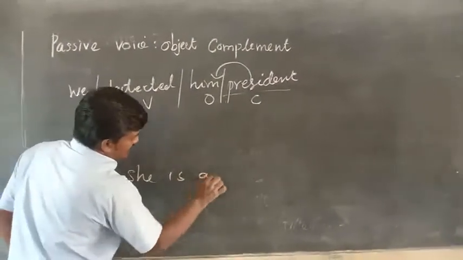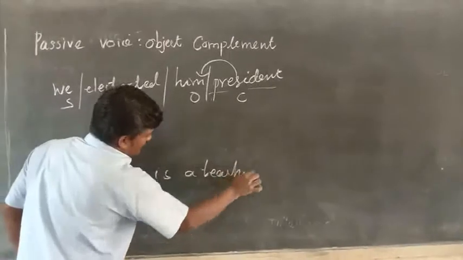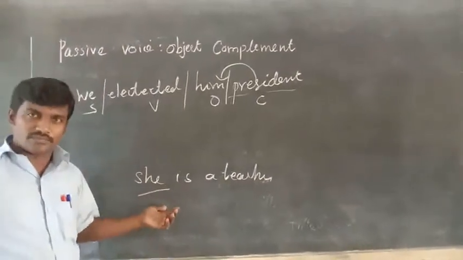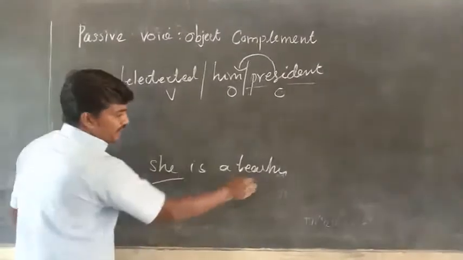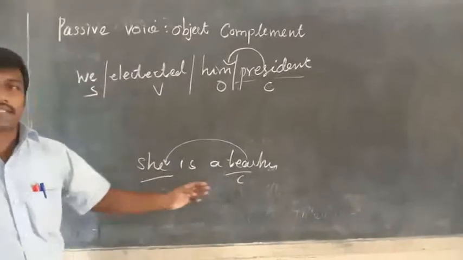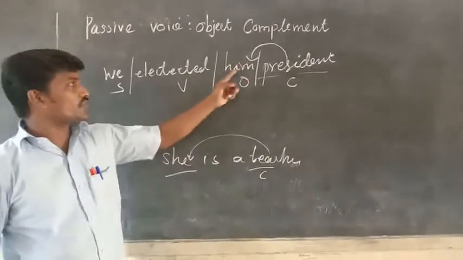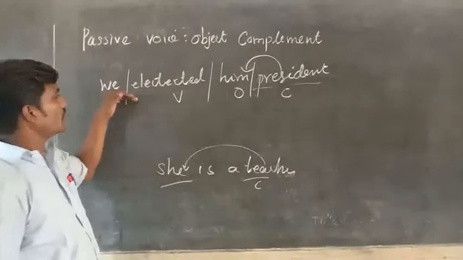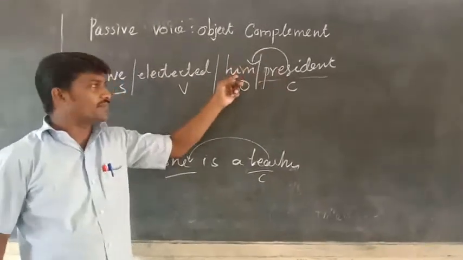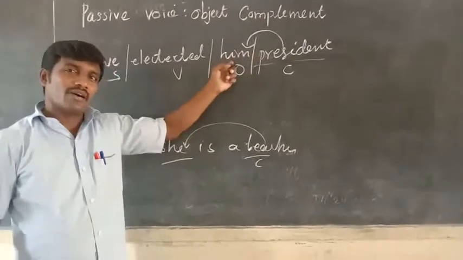Do you understand? Someone is a subject complement. She is a teacher. So she is the subject. Who is a teacher? Who gives the answer for subject? Is the verb. It's a complement here. So this complement refers to the subject, and this is called subject complement. This one refers to the object: we elected him president. President denotes the object, so this is called object complement.